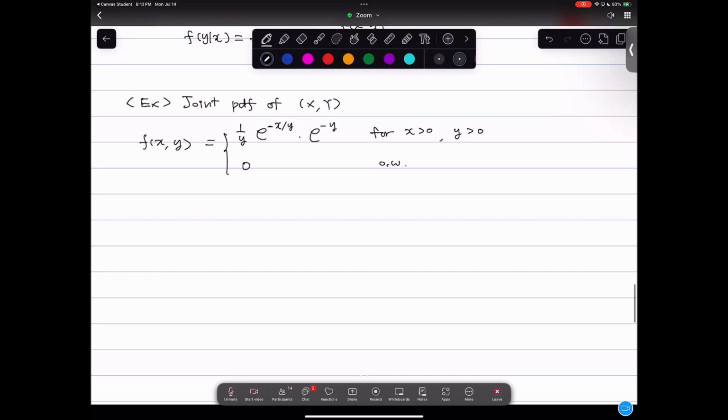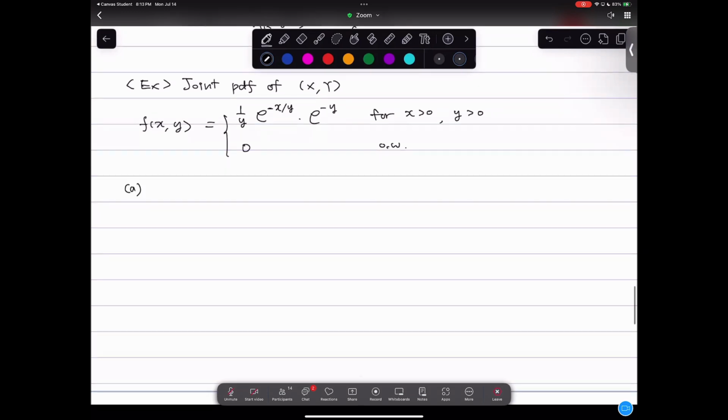All right, let's do some work here. Let's find the conditional PDF of x given y equals the number y. So let's use the definition. It says f of x given y must be equal to the joint on top and the marginal of y in the denominator.